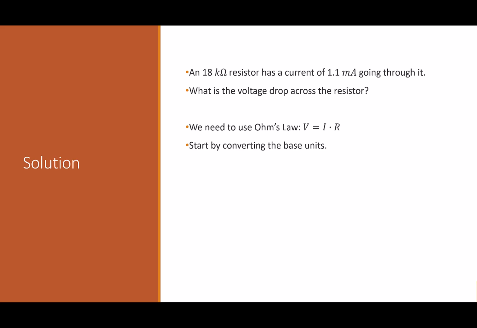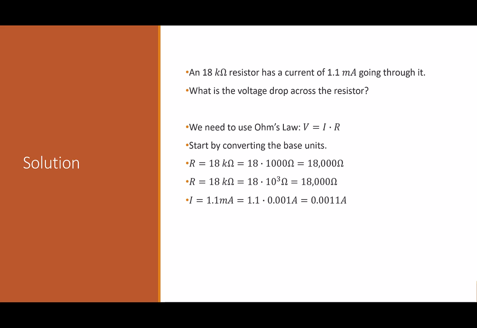We'll start by converting our base units. For R, we have 18 kilo ohms, which is 18 times 1,000 ohms. We can write this in two ways. We can just write 18,000 ohms, or we can write the 1,000 as 10 to the power 3. Notice 3 zeros is the exponent of 3.